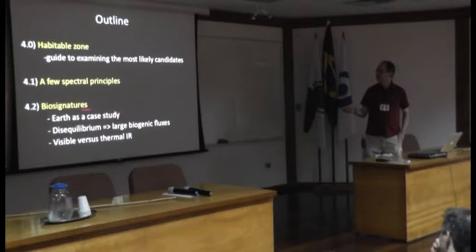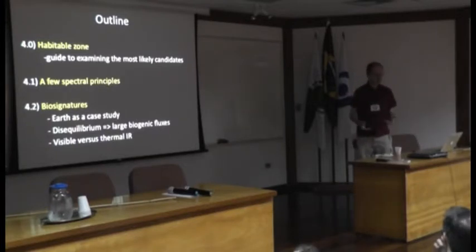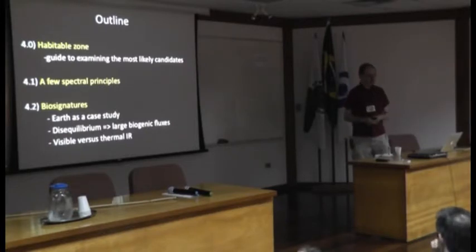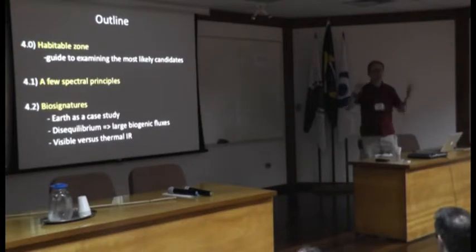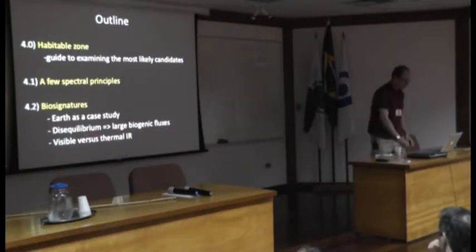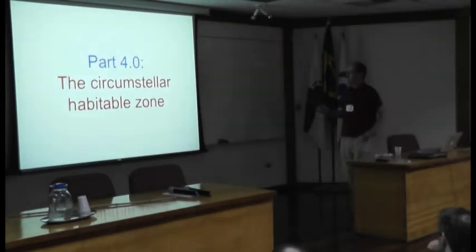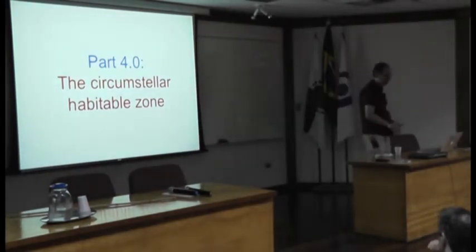And so we can consider Earth. We can consider the concept that chemical disequilibrium in an atmosphere results from large biological fluxes of gases that are incompatible if it were just an abiotic planet, which would come to some kind of boring equilibrium. And we can also consider the issue of should we look in the visible at a planet or the infrared for these biosignatures. So the first part, the circumstellar habitable zone.